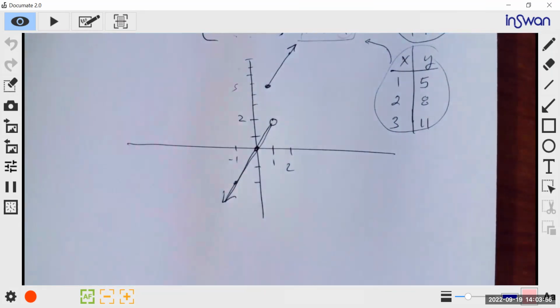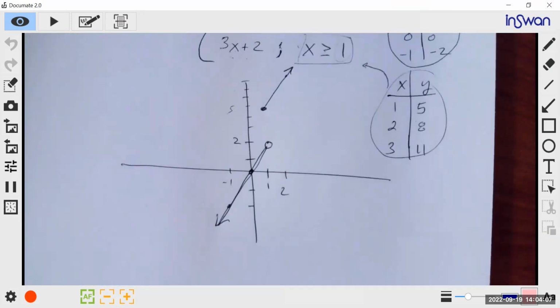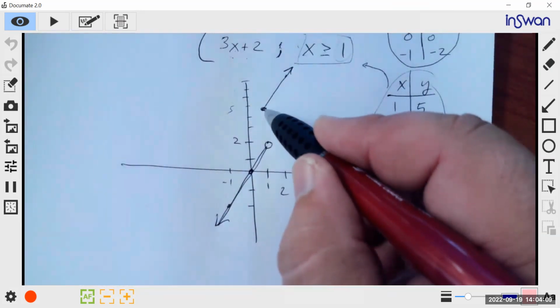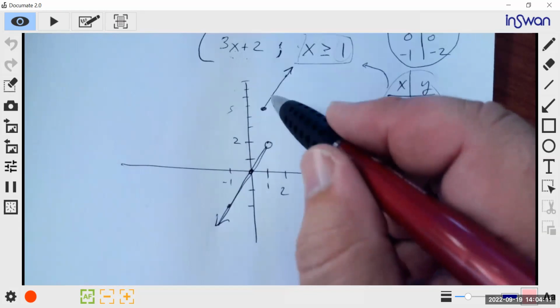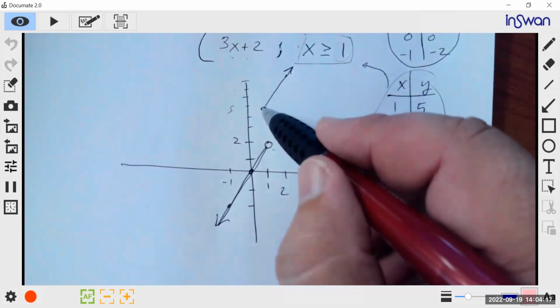So that's what a piecewise defined function looks like. This one here is the second equation. That's the first equation. And you notice I have to put an overlapping of where one ends, where the other begins. That's why I use an open circle, because I can't use that point. I start the next one up here.